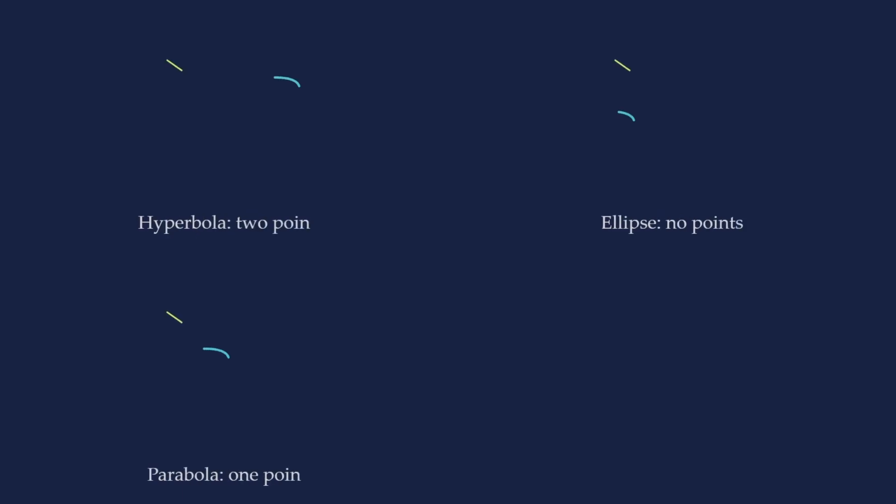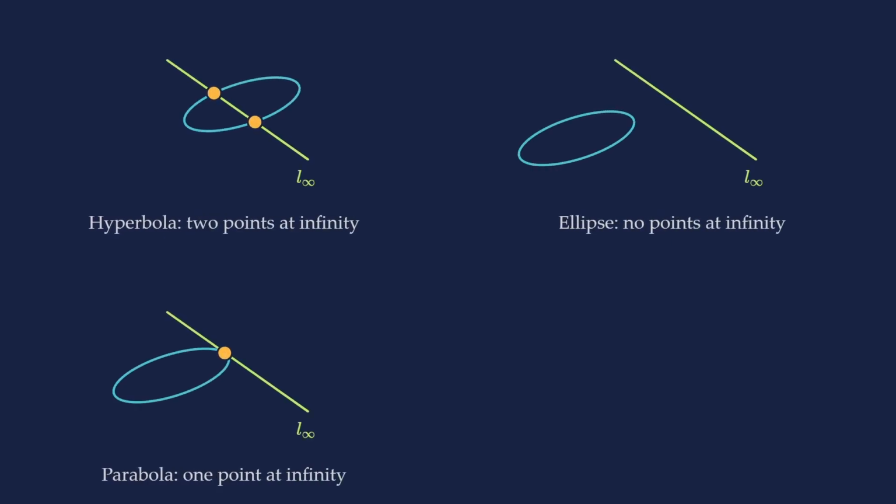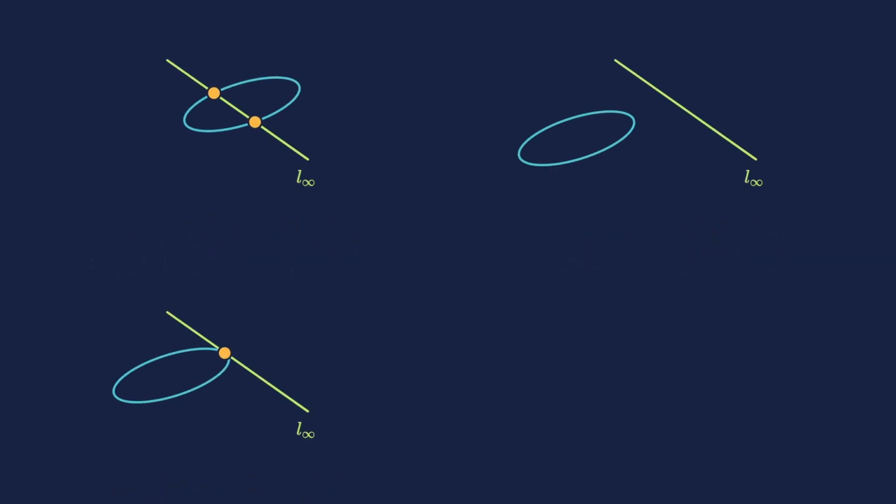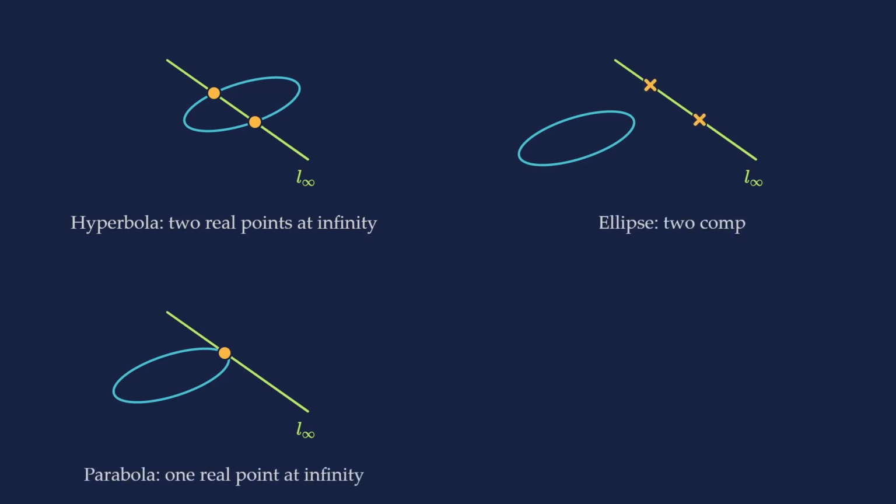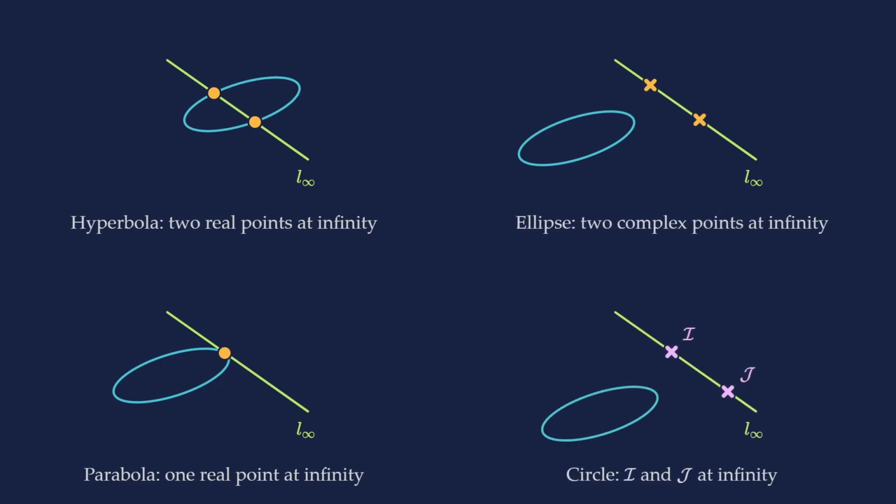Getting back to our previous classification, we can make it a bit more precise and add circles. Hyperbolas intersect the line at infinity in 2 real points. Parabolas intersect at a real double point. Ellipses intersect in 2 complex points, and circles intersect in 2 specific complex points, namely I and J. This resolves the conundrum from the start of the video.